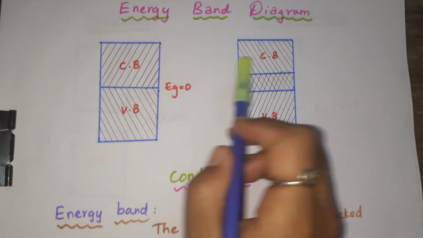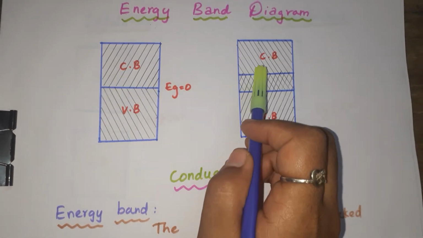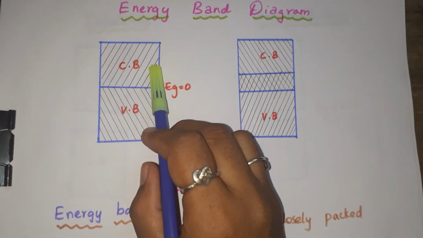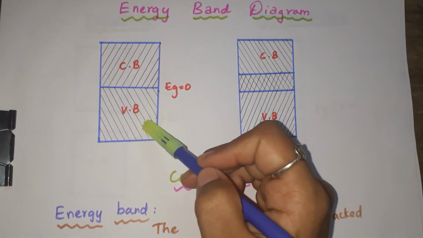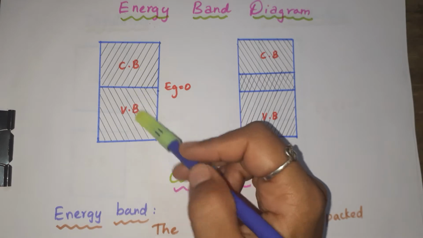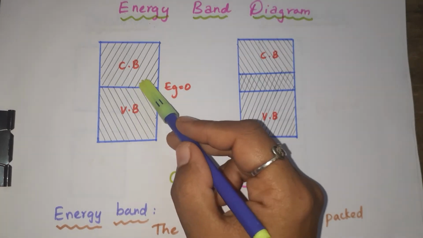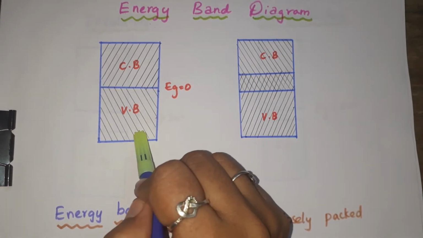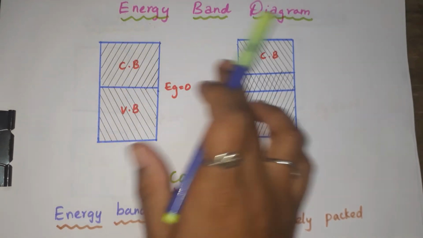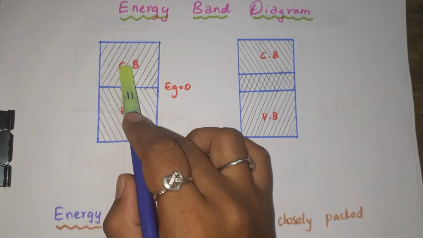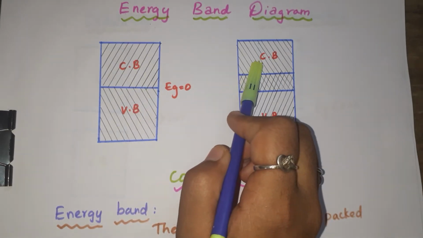And what is the conduction band? CB, in short form you can write this as CB. Conduction band: this is the energy above the valence band. We can call this a conduction band. This conduction band may be empty or partially filled.